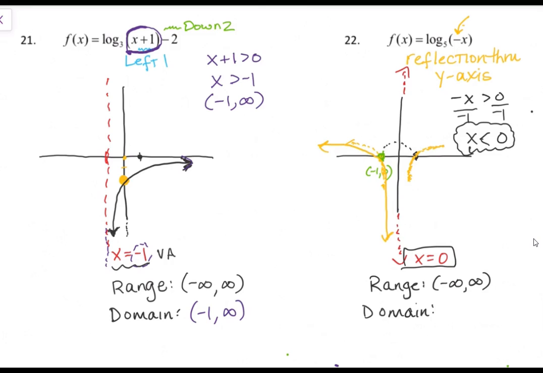And you can also see that in the graph. Remember, the domain is how far left, how far right. Notice this curve goes to the left to negative infinity, and it goes to the right up to that vertical asymptote. So my domain, whether you do it algebraically or graphically, is going to be negative infinity to 0.